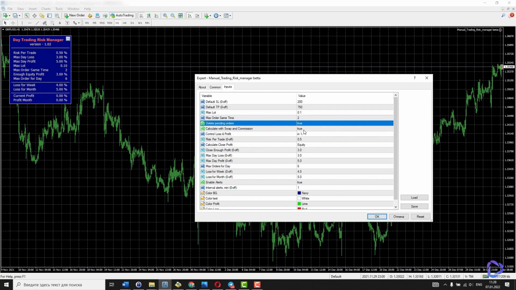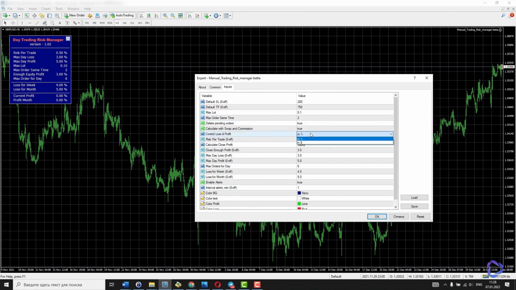When true is set here, risks are calculated taking into account commission and swap. Control loss and profit. You can calculate in percentages and in dollars, meaning all these values can be set. Currently set in percentages. If you choose in dollars, then you can set in dollars, so the daily loss, which you want to calculate in percentages or in dollars, depending on your preference.